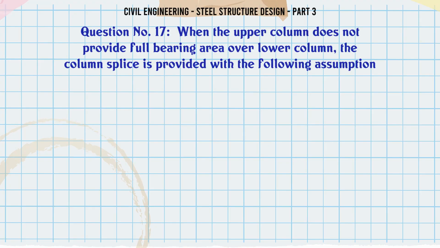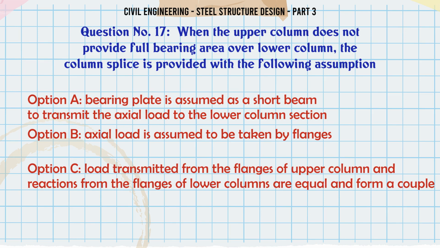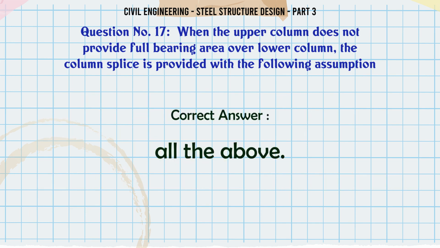When the upper column does not provide full bearing area over the lower column, the column splice is provided with the following assumption: A, a bearing plate is assumed as a short beam to transmit the axial load to the lower column section; B, axial load is assumed to be taken by flanges; C, load transmitted from the flanges of the upper column and reactions from the flanges of the lower column are equal and form a couple; D, all the above. The correct answer is all the above.